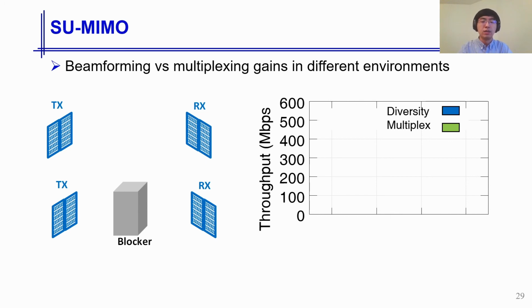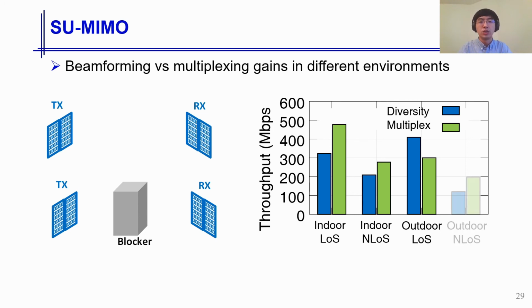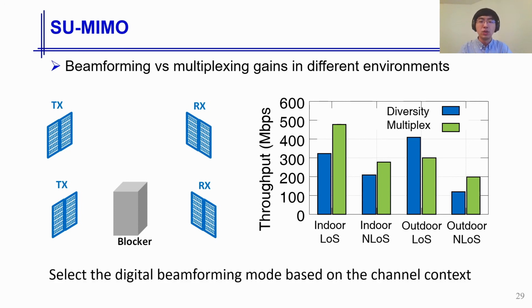We observed that the multiplexing capacity is around 50% higher than diversity capacity in the indoor environment, but around 30% lower in the outdoor line-of-sight scenarios. However, in outdoor non-line-of-sight scenarios, multiplexing achieves higher throughput. Overall, multiplexing gain is most prominent in multipath rich and non-line-of-sight environments. This result shows that it would be beneficial to adaptively select the digital beamforming mode based on the channel condition.